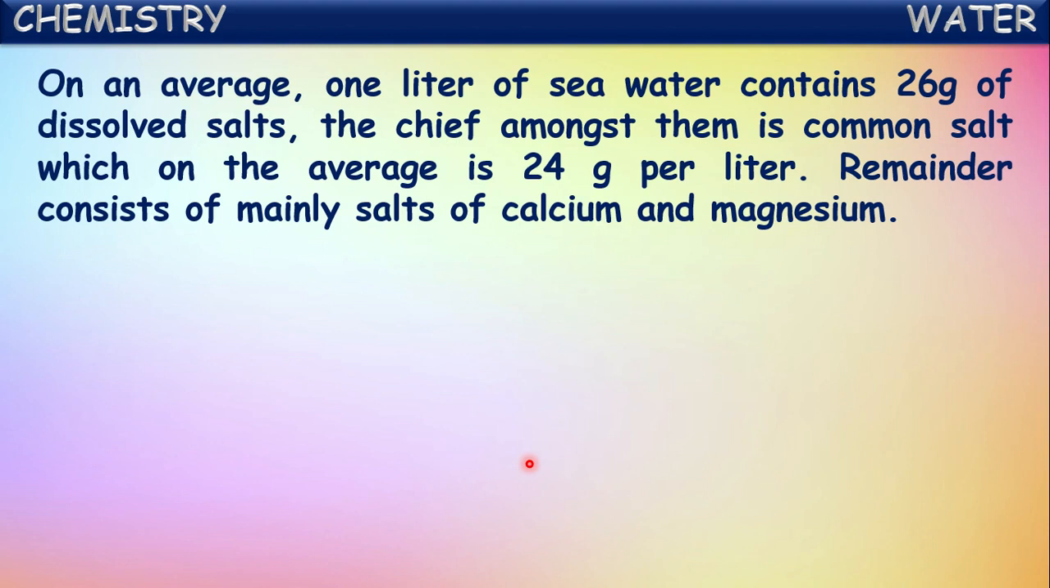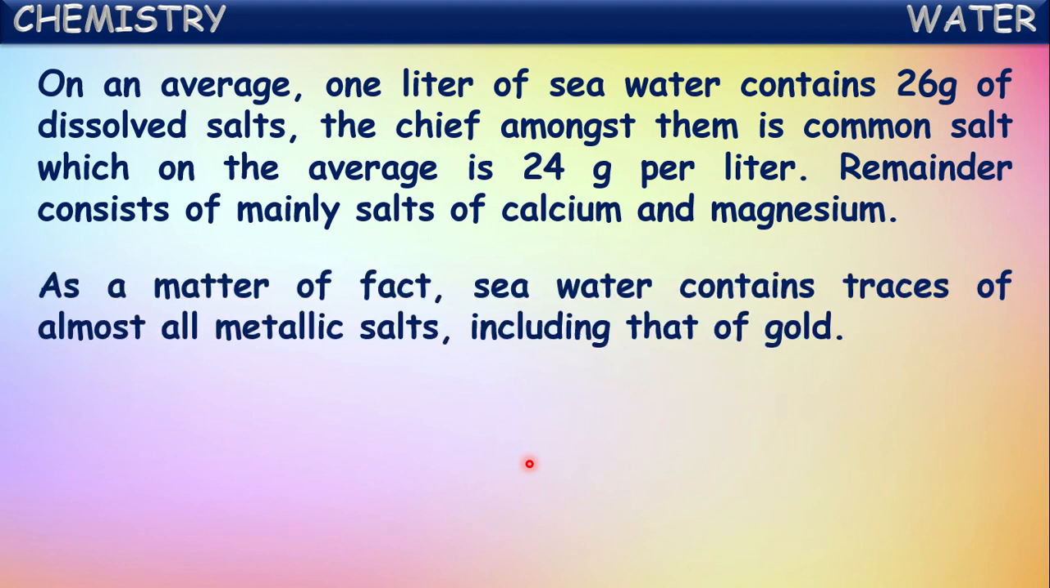Okay. The most abundant salt is common salt, which we call table salt, or chemically sodium chloride. This is the salt which we use for domestic purposes. In cooking, we use this common salt, isn't it?